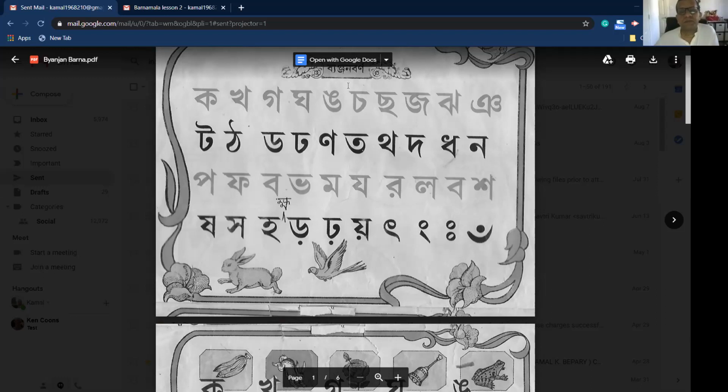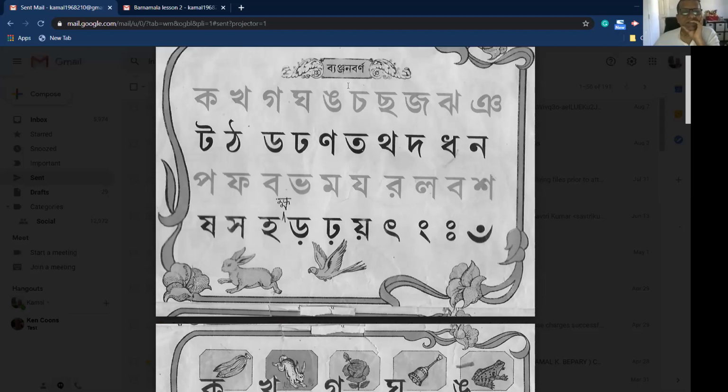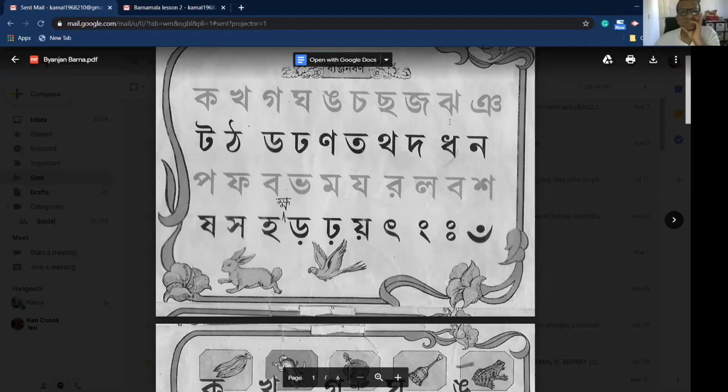See, if you are familiar with the letters, then we'll be talking different Bengali words, speaking in Bengali. If you are not familiar, okay. What about this one? Can you read the consonants, the Banjan Varna?